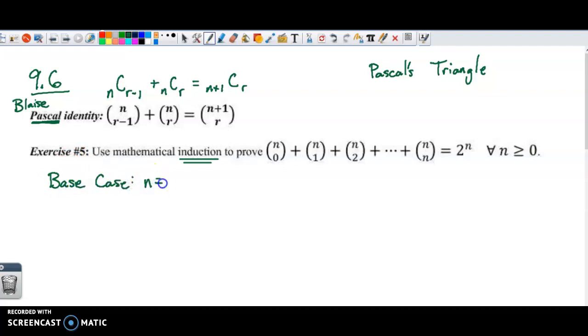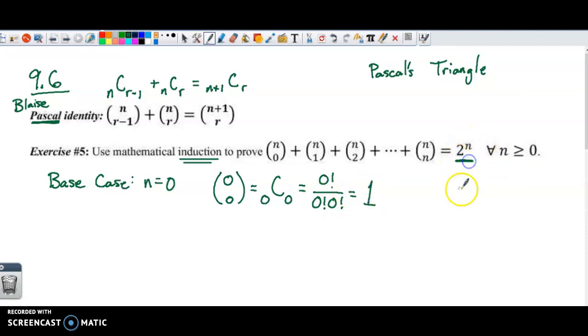Now notice that it's starting at n equals 0, so my base case in mathematical induction is actually n equals 0. If I plug in 0 for n, this is the same thing as 0c0, which is 0 factorial over 0 factorial times 0 factorial, and all of those are equal to 1. If I go to the other side and do 2 to the 0 power, that equals 1 as well. Again, I like to write out the sentence: since 1 equals 1, the base case is true.